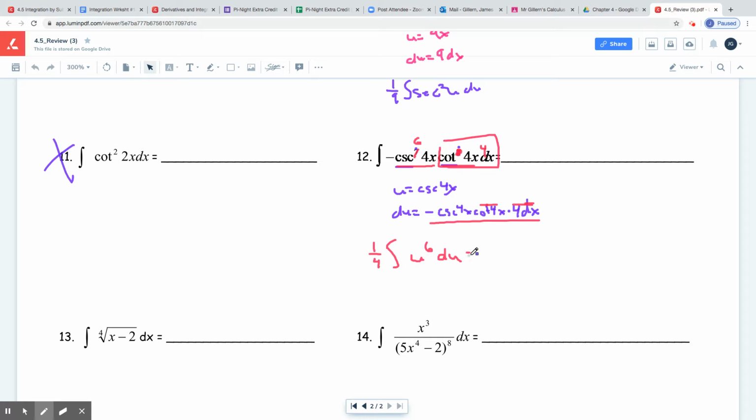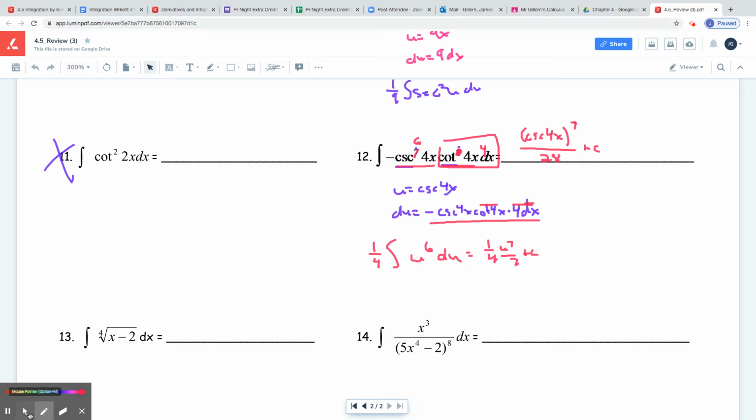Now I just integrate this and I get 1/4 u to the 7th over 7 plus c. So it is cosecant 4x to the 7th, all over 28, plus c. This problem was a typo. This should have just been 4x. Otherwise, you're quite frankly not going to be able to do the problem.